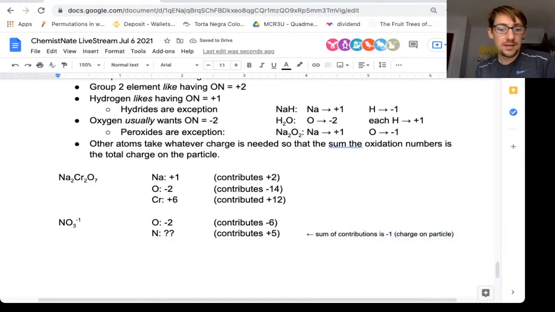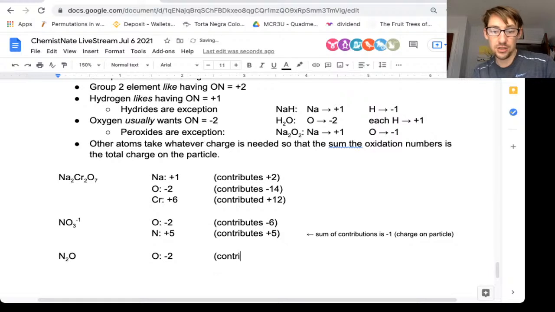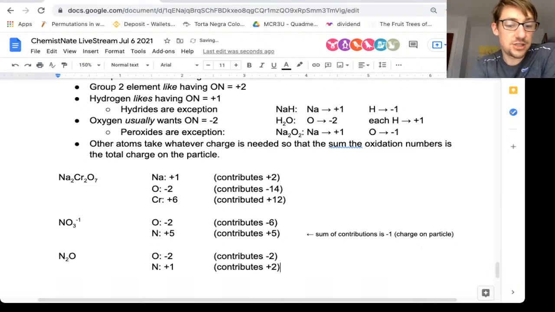Nice. There's only one nitrogen, therefore it's +5. Nitrogen, on the other hand, can have lots of different oxidation numbers. Here we have N2O. Oxygen likes to have a charge of -2. That contributes -2. The nitrogens need to contribute +2 total, but there are 2 of them. Therefore, each of the nitrogens has an oxidation number of just +1.